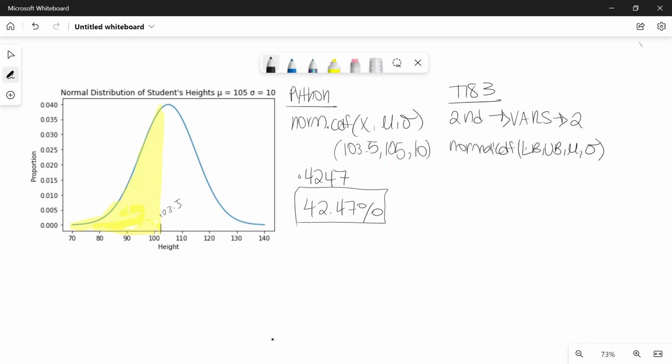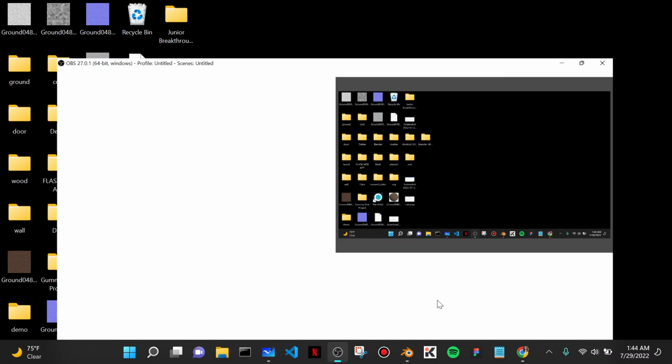But in the TI-83, you can literally just put the interval of the area that you want to find, and you don't have to worry about 1 minus anything. So my lower bound is the point where I want to start. If I want to find the area below a certain point, I have to start at negative infinity. But here's the problem: in my calculator, there is not a negative infinity button.